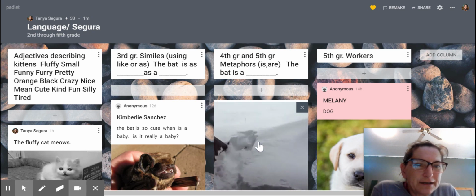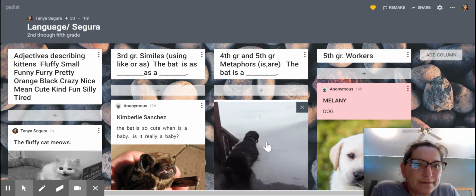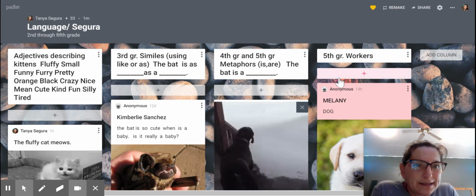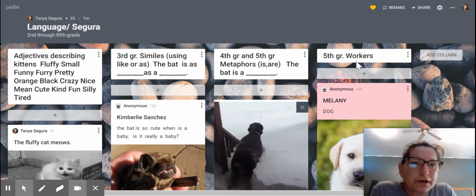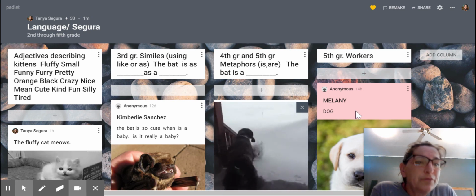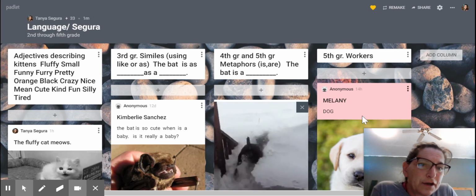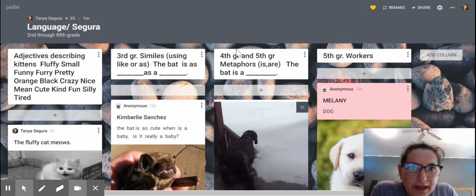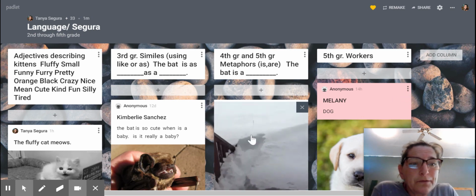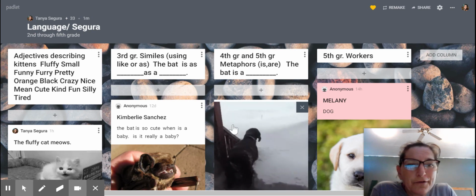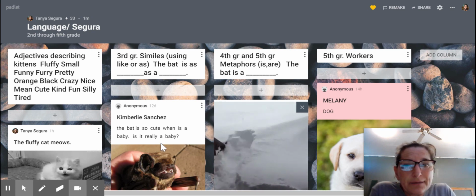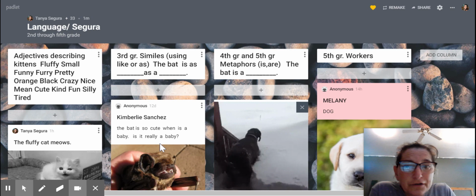I'm going to ask that you don't just put a picture. Put some description and an example of the different categories. So if you're going to go into fifth grade, put an example of workers, not of a dog. And if you're going to put a metaphor, come up with a different metaphor. Maybe you've heard one this week. If you're doing a simile from third grade, you could do that too.